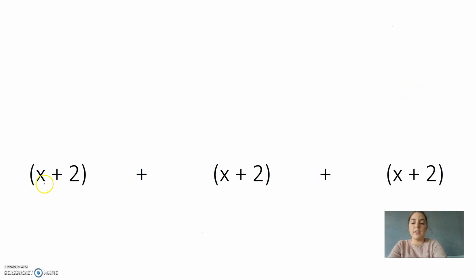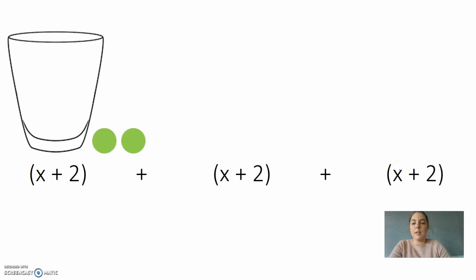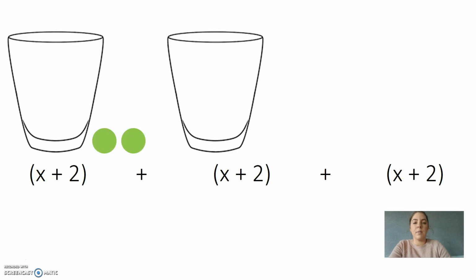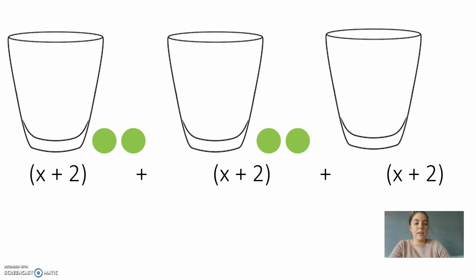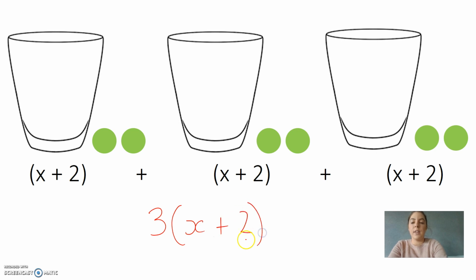So that would look like this, 3 lots: 1, 2, 3. We'd have a cup and 2 dots, a cup and 2 dots, a cup and 2 dots. So right now we've broken down 3 times x plus 2 into x plus 2 one time, x plus 2 two times, x plus 2 3 times.